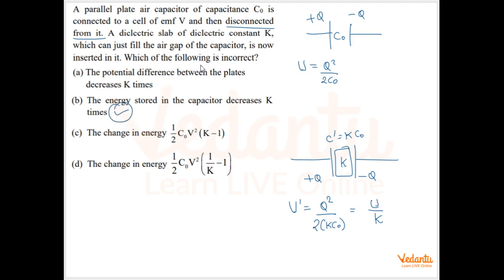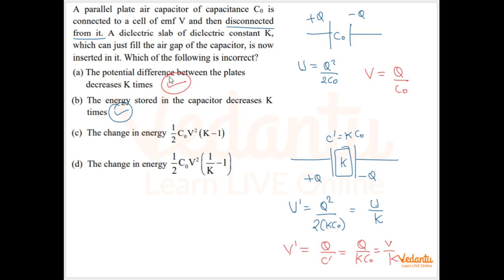Let's also talk about potential. What will be the potential difference? Original potential difference will just be Q by C naught, and the new potential V dash will be equal to Q by C dash. That will just be equal to Q by K C naught. That will be V by K. So option A is also correct.